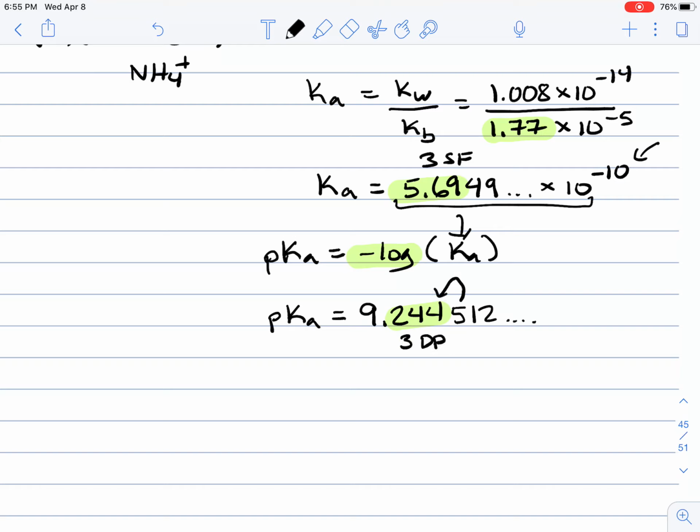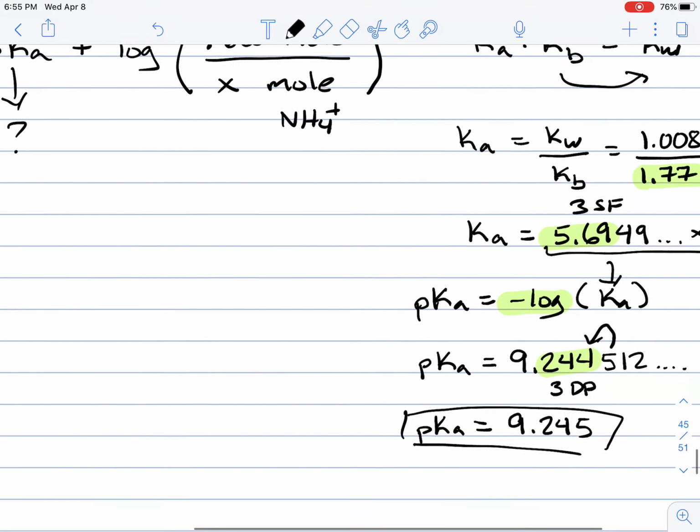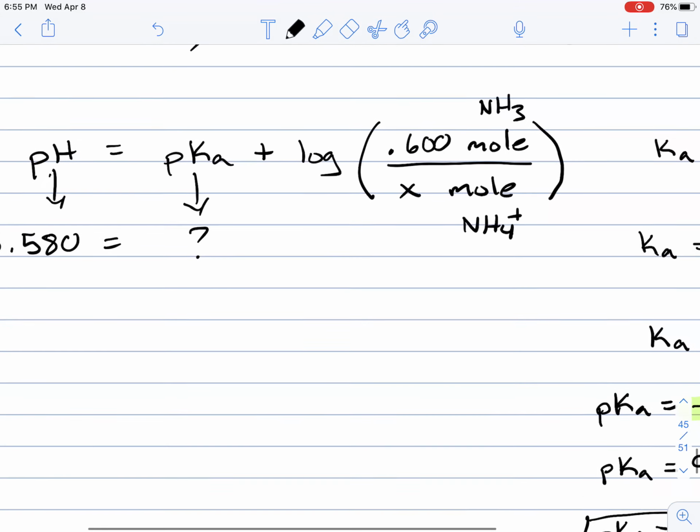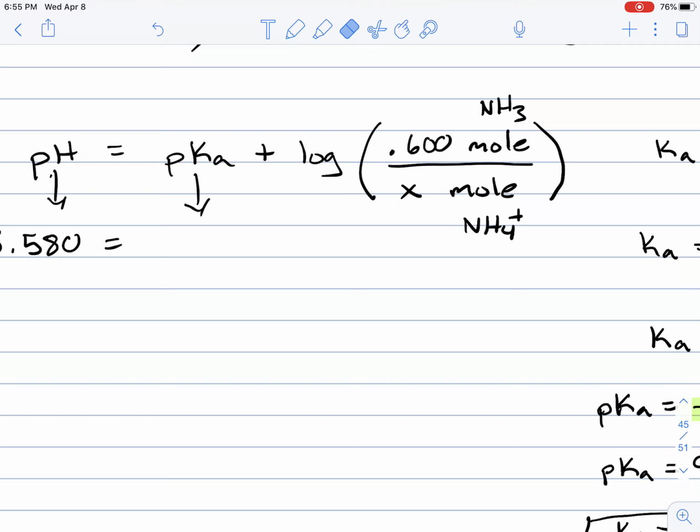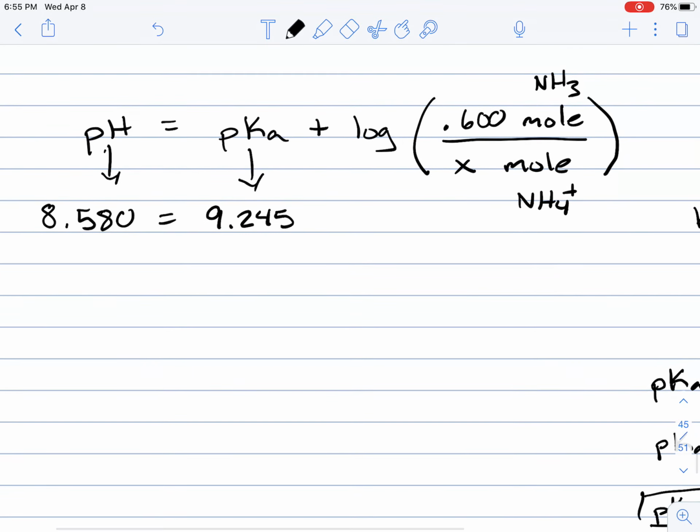And so this 5 is going to round that value up to 9.245. And so this is going to be the pKa of this solution. And so I'm going to go ahead and replace that. All right. And so from here on out, this is just algebra.